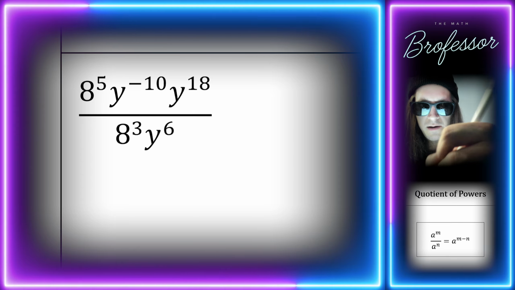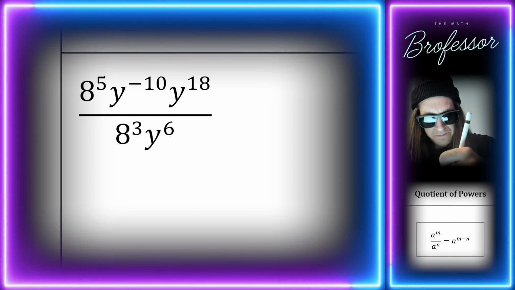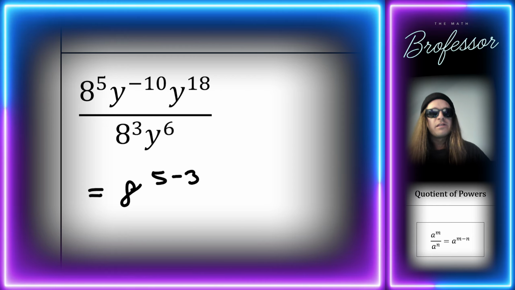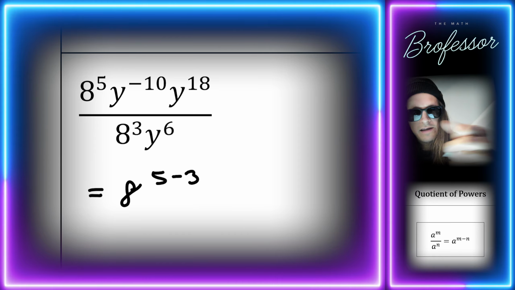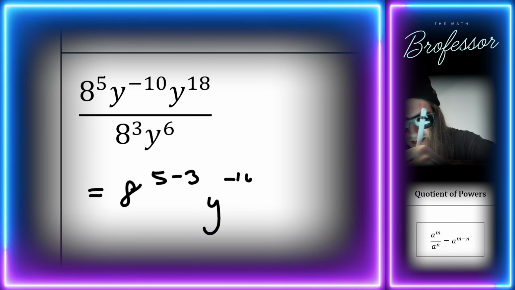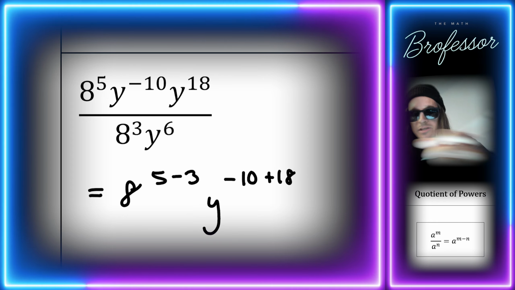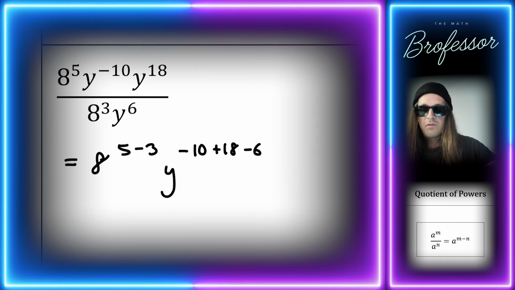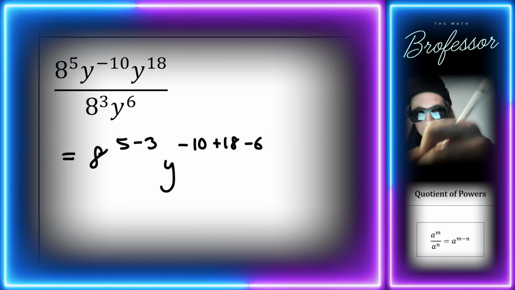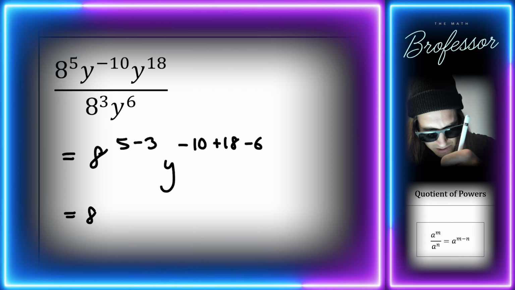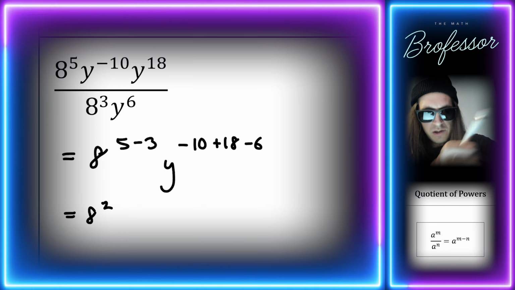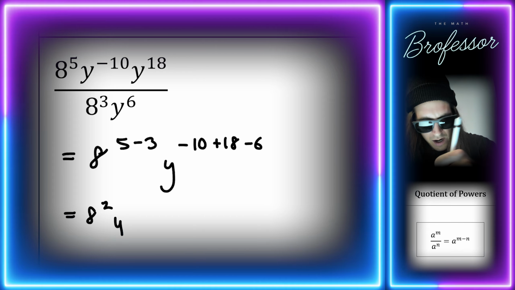So what would this look like? For the 8s, this would be 5 minus 3. Do not try to figure out 8 to the 5th power, 8 to the 3rd power. We can just subtract the exponents. For the y's, up top we have negative 10 plus 18. But then we're going to subtract that 6 that's in the bottom. I need more room for this. So 5 minus 3 on the 8 is 2. And on the y's, we have negative 10 plus 18, that's 8, minus 6 is 2. So this ends up being 8 squared y squared.